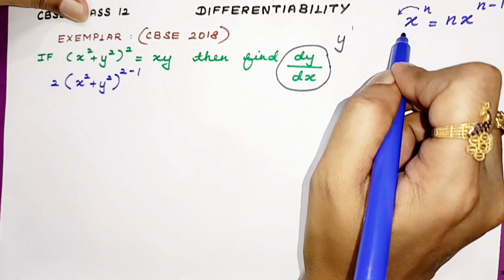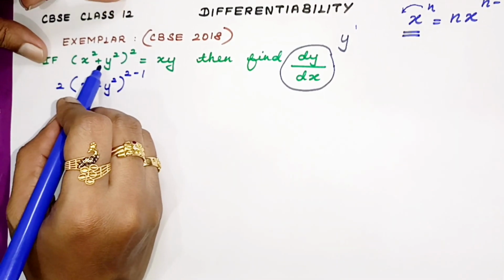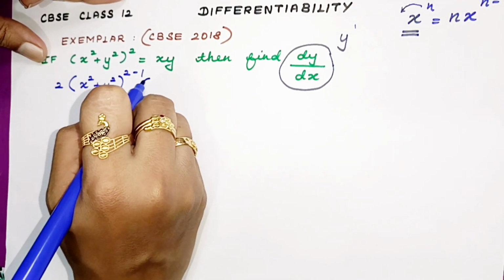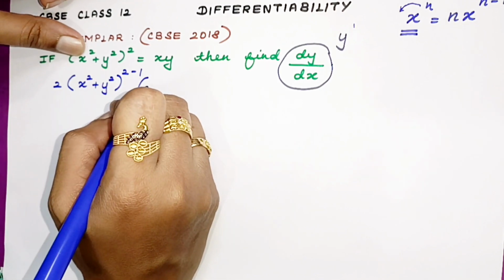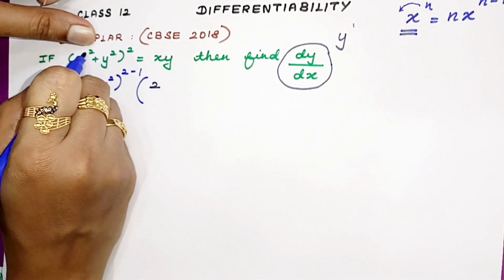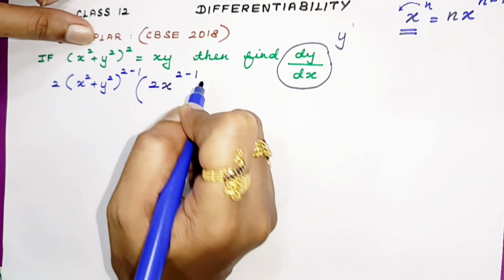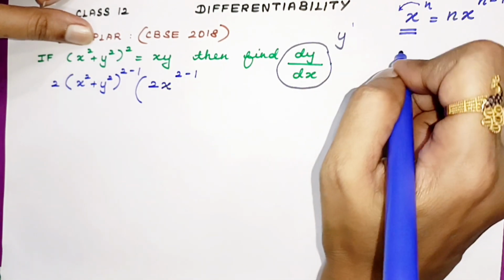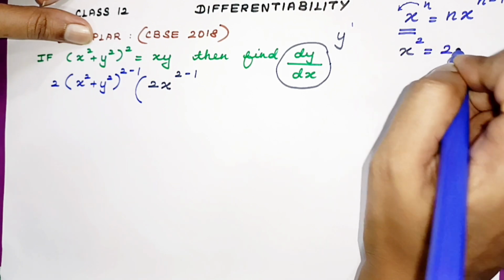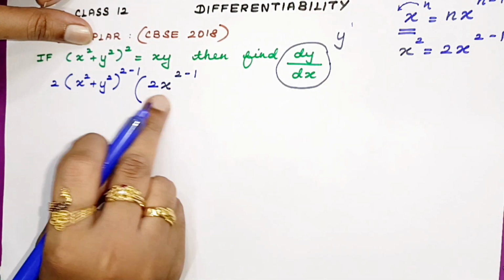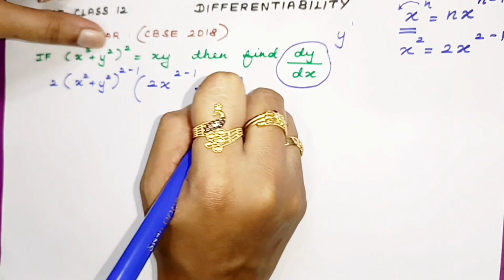But according to the formula there is only one x, whereas here multiple terms are there. So again we have to differentiate inside the bracket. So x square we are differentiating means the power 2 comes in front, we keep x as it is and take the power as 2 minus 1. According to this formula, x square means here n value is 2. So 2 into x power 2 minus 1, that I have kept here. Then in the similar way, this is 2y into 2 minus 1.